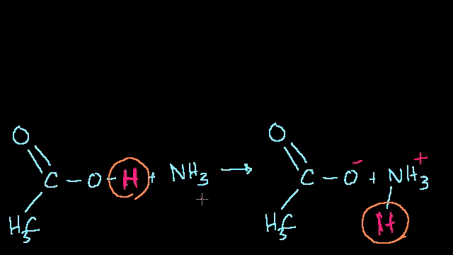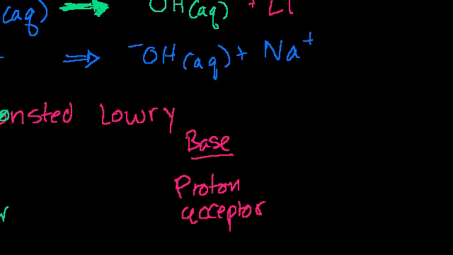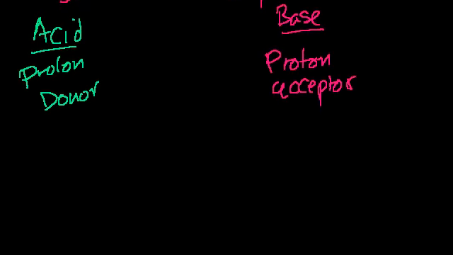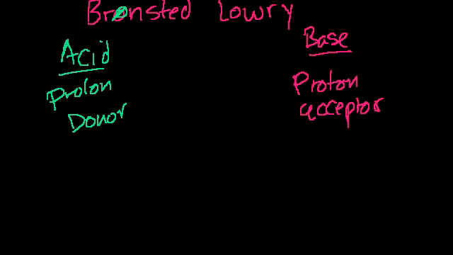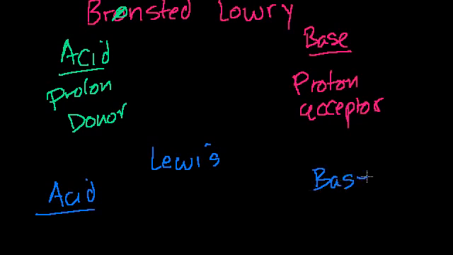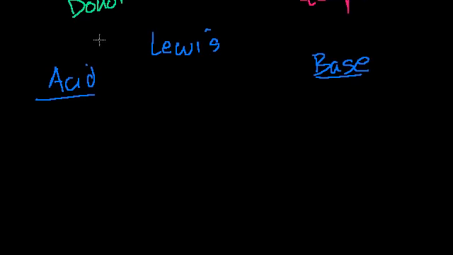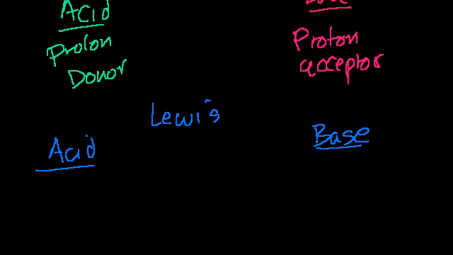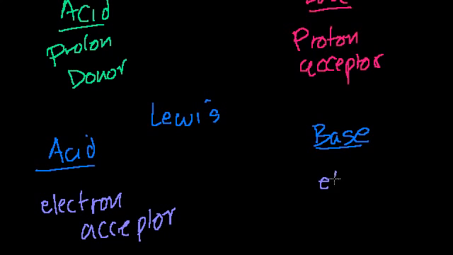Now, the last, or the broadest, definition. There are all these definitions, but you're going to be good 90% of the time if you just know the Arrhenius definition and just know that Bronsted-Lowry and what I'm about to say right now also exist, and that's Lewis acids and bases. Lewis cares about electrons. Bronsted-Lowry cared about protons. So instead of saying an acid is a proton donor, a Lewis acid is an electron acceptor. And a base is an electron donor.